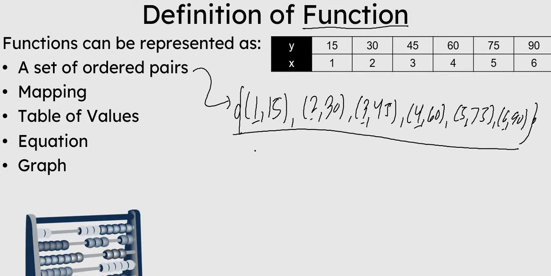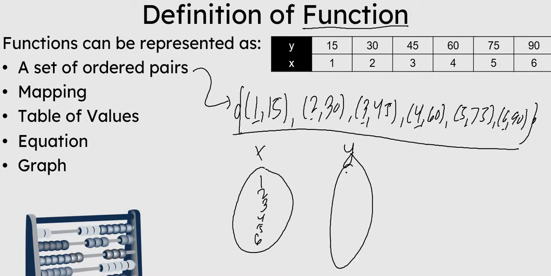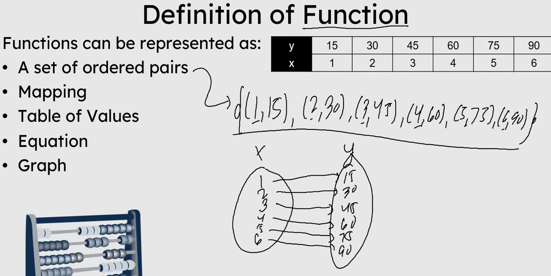We can also make it as a mapping like what we have seen. This is 1, 2, 3, 4, 5, 6. We can make our y here as 15, 30, 45, 60, 75, 90, and this is now our mapping. So this is also another way of representing the relationship. The one here on top is our table of values.